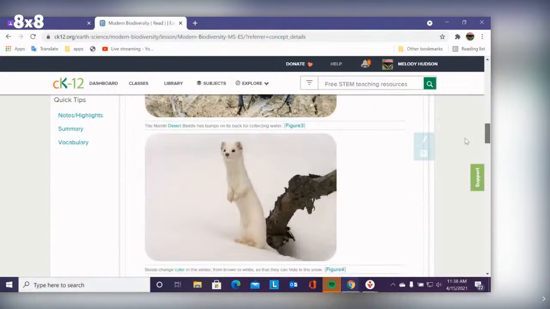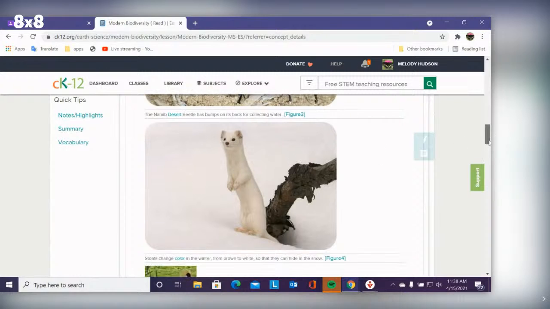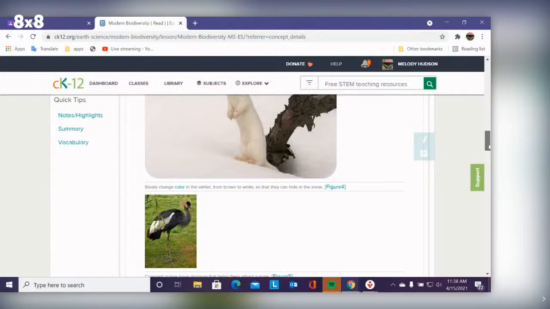So we have here a stoat who changes color in the winter. He's white and brown in the fall so that they can hide in the snow. So they have adapted to predators that live there.